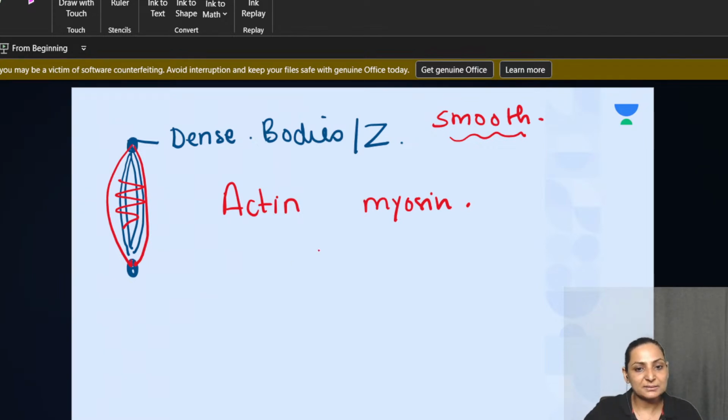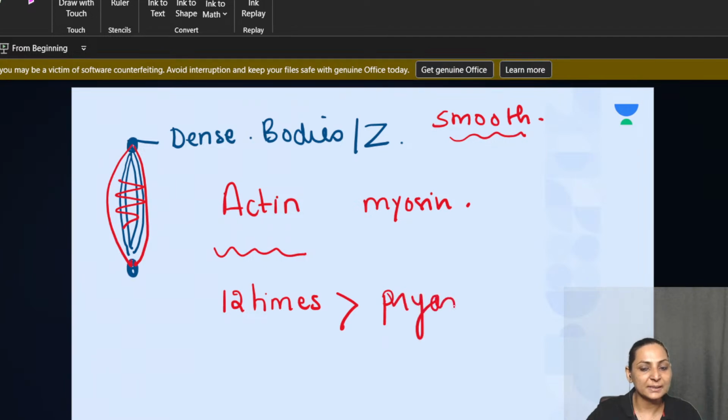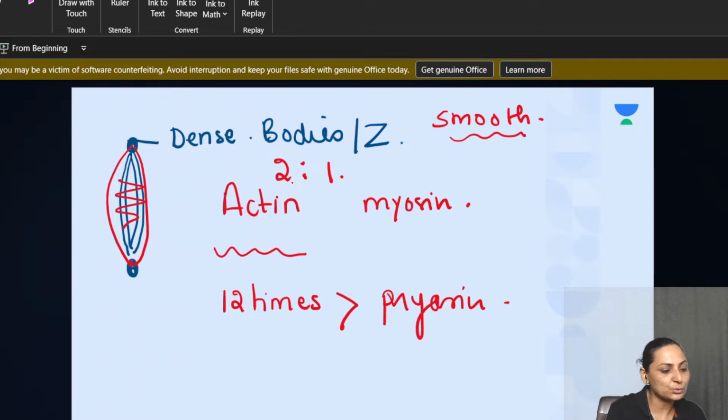But in the smooth muscles, the proportion of actin is about 12 times more than the proportion of myosin. This is very interesting, that the myosin is much lesser. Like in the striated muscles, that is in the cardiac and in the skeletal muscles, this ratio is 2:1. But in the smooth muscles, this ratio is 12:1.